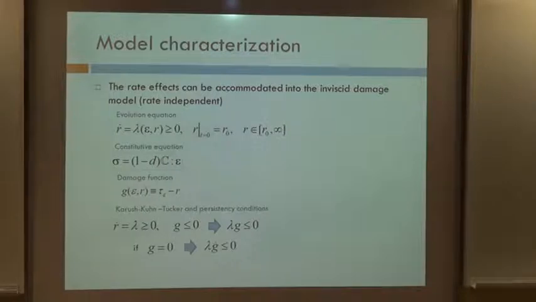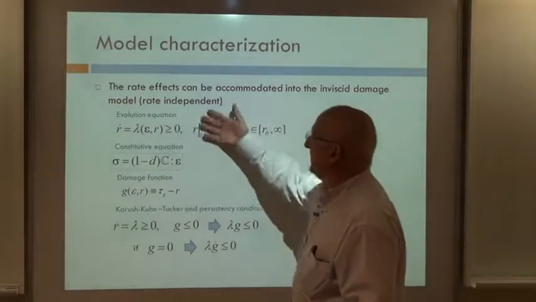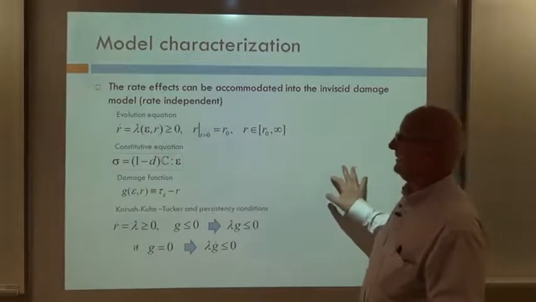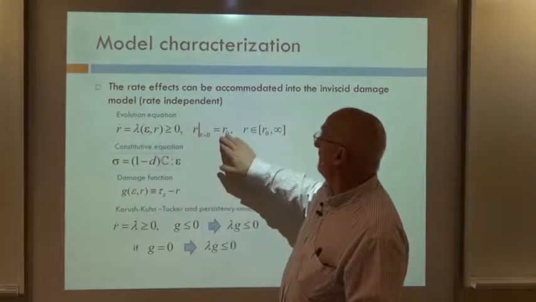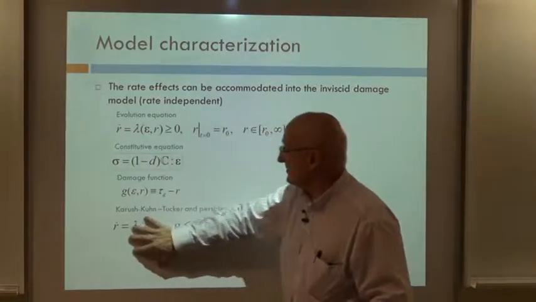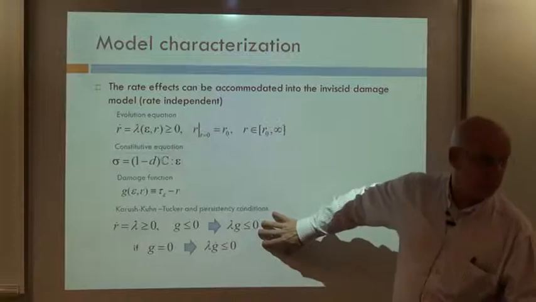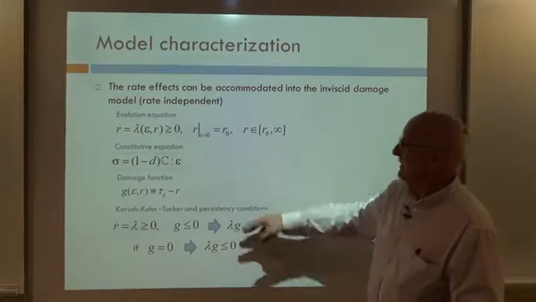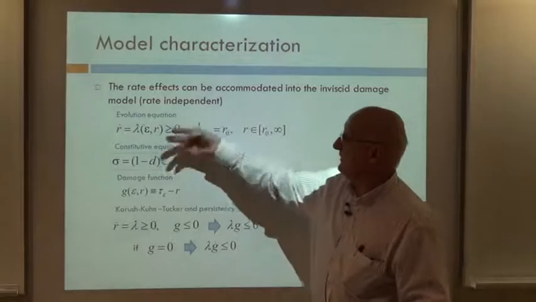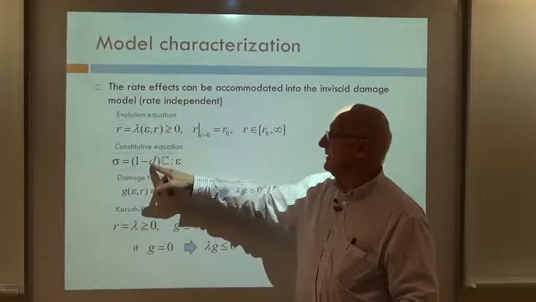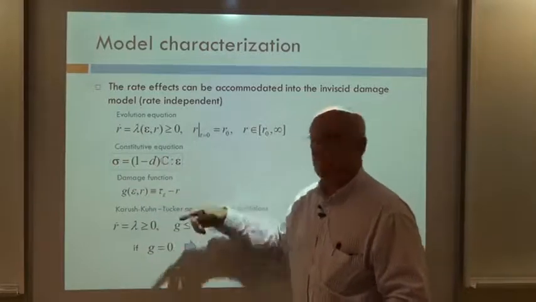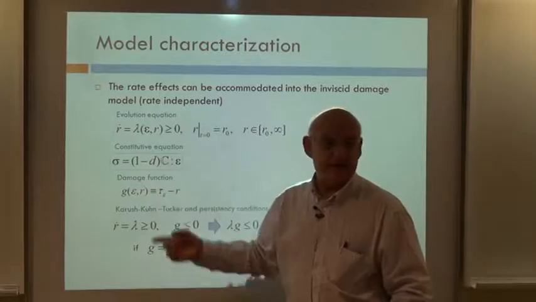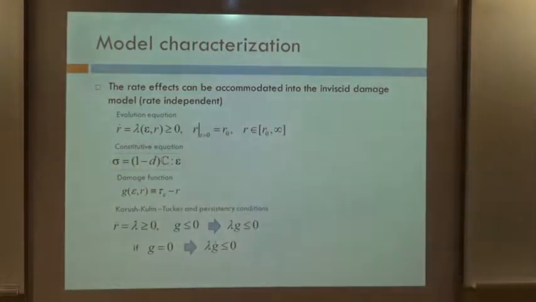In fact, what do we have in a rate-independent model? I recall what we had. We had an evolution equation with initial value, and this evolution was ruled by the Karush-Kuhn-Tucker conditions. We have seen this. Integrating that, we can compute the internal variable, and from that, the damage variable. We have the constitutive equation, and to characterize the model we define a certain damage function in the stress space or in the strain space, as we wish.